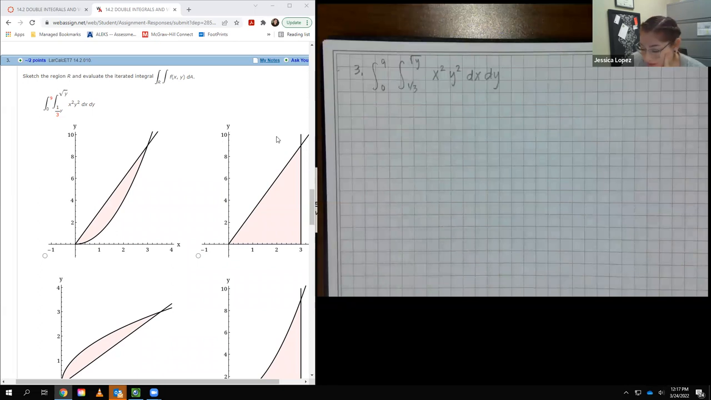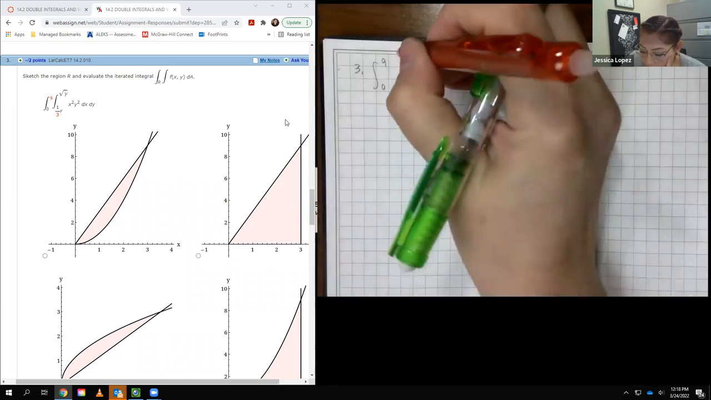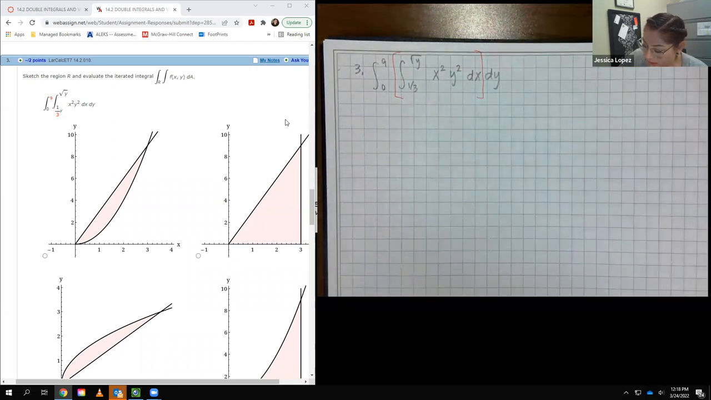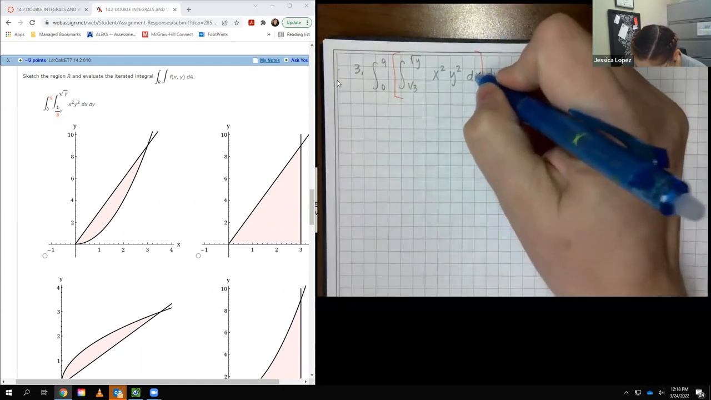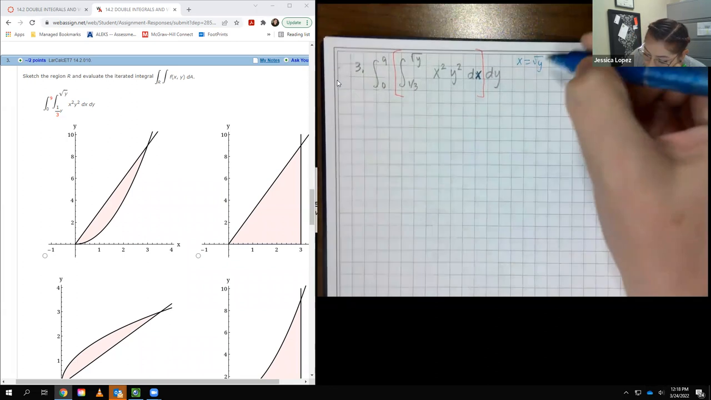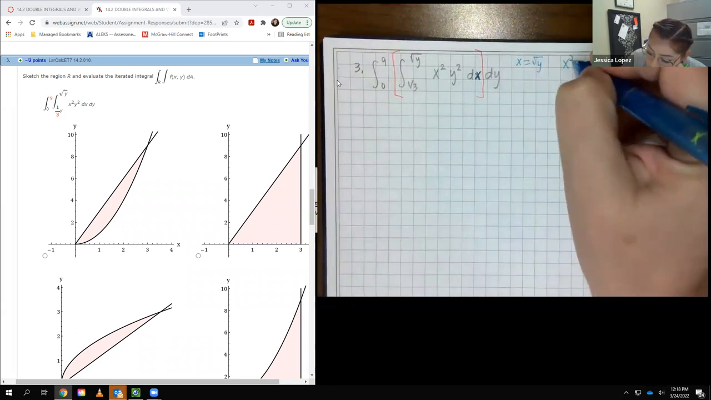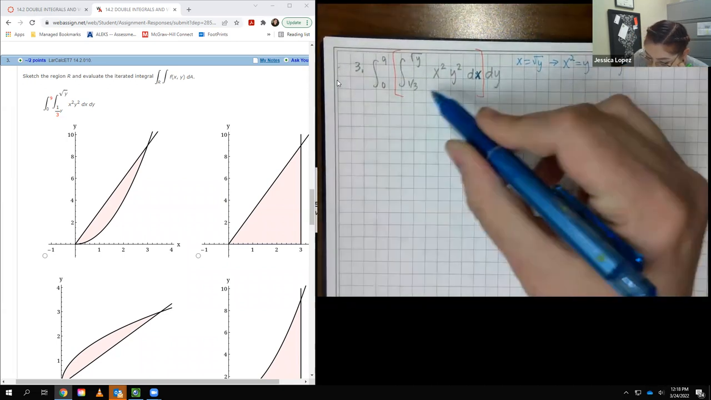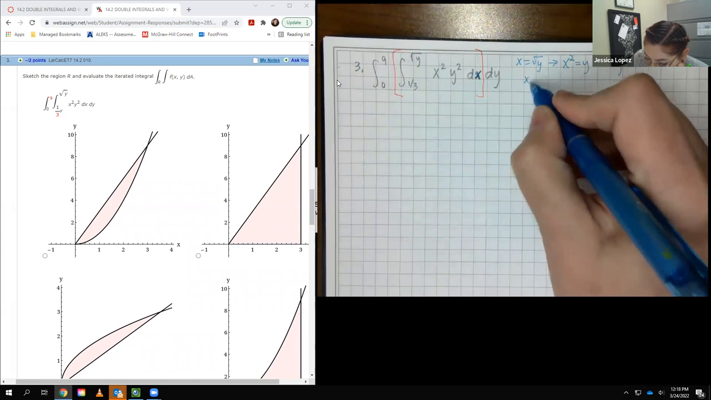Let's see. Oh gosh. So I'm going to focus on here. And this means that I'm going to use blue for x. Okay, so for x, we're going to say x equals the square root of y. And if I square both sides, x squared equals y, or y equals x squared. And then for the other one, we have x equal to 1.